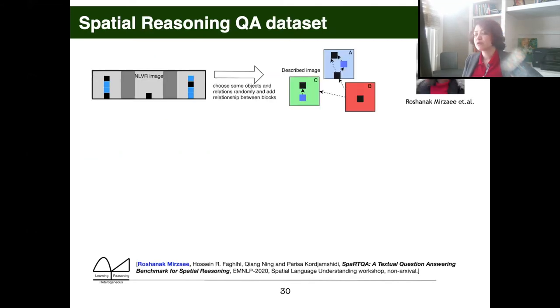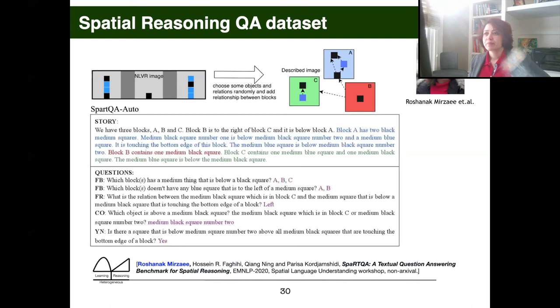This is the work of Roshanak. First, we have this, from the NLVR data set, which is also a famous one in the community of vision and language. But we took just the images and tried to generate descriptions. Partly we gave them to humans to describe these images, and also she designed a grammar that could generate the descriptions automatically.